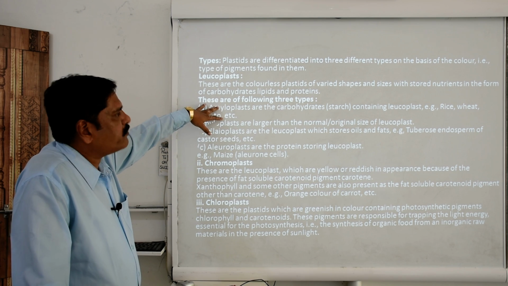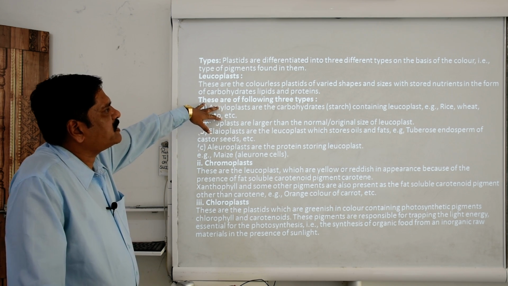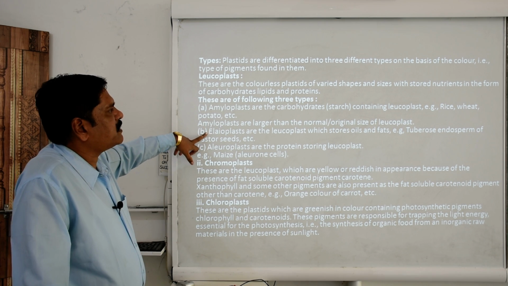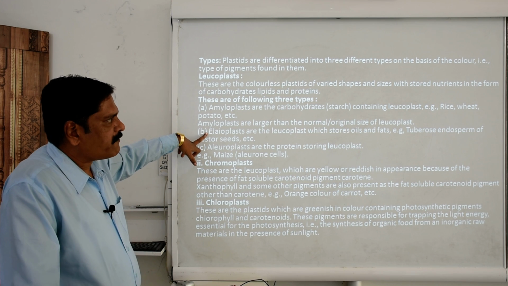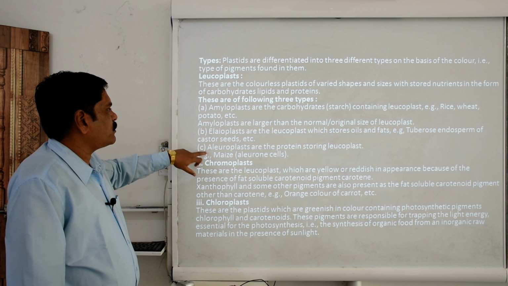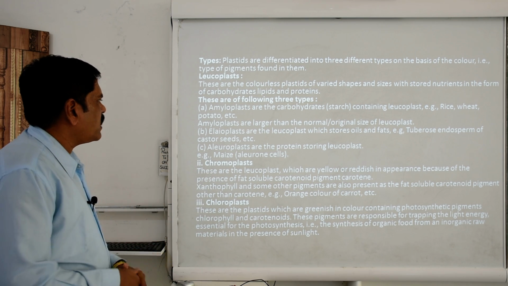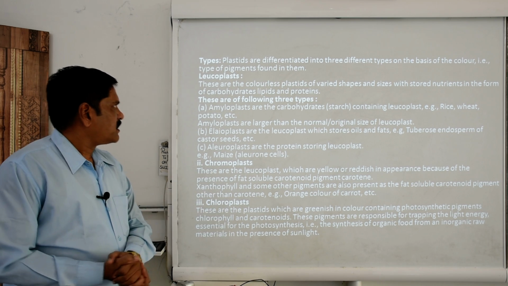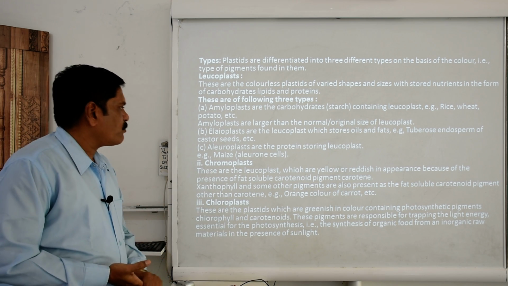Amyloplasts are responsible for the storage of carbohydrates. Then elaioplast is responsible for the storage of oils and fats, while aleuroplast is responsible for storing the proteinous contents inside it. Clear? Now the second type of plastids is the chromoplast.